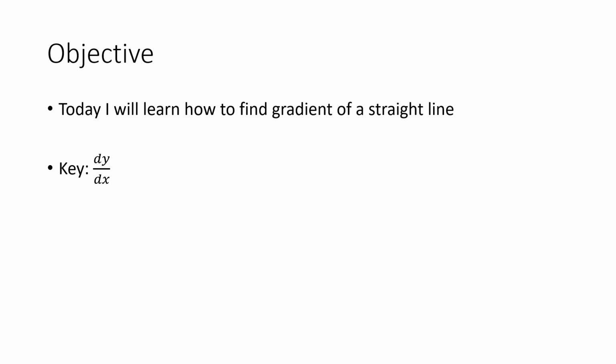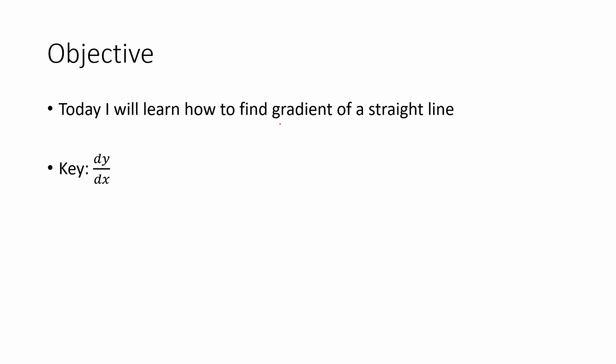So this will be part 2 of the lesson on coordinate geometry. You will learn how to find the gradient of a straight line. So the objective of today is to learn how to find the gradient of a straight line. And the key is dy over dx. As mentioned in the previous video, d here stands for difference: the difference in y coordinate divided by the difference in the x coordinate.